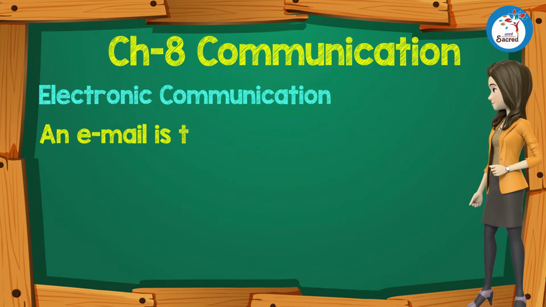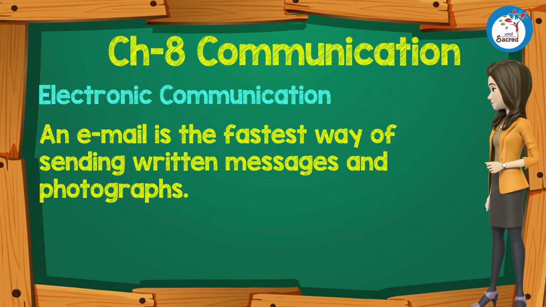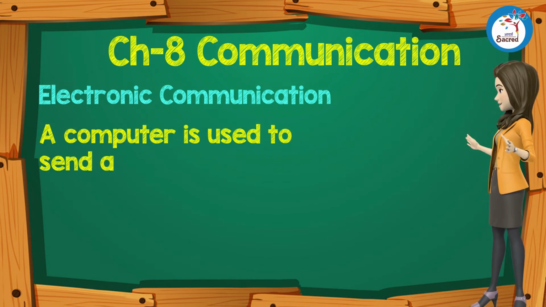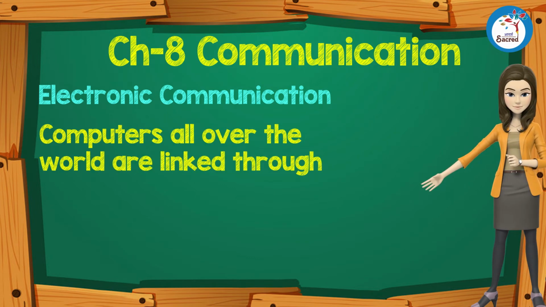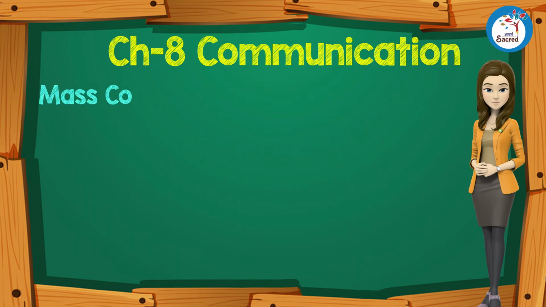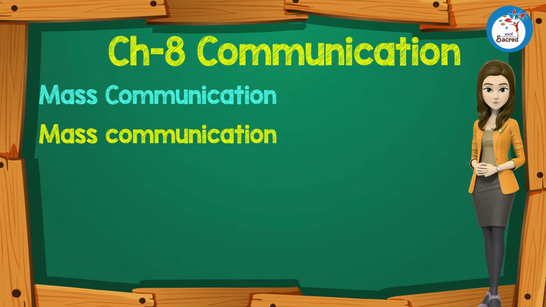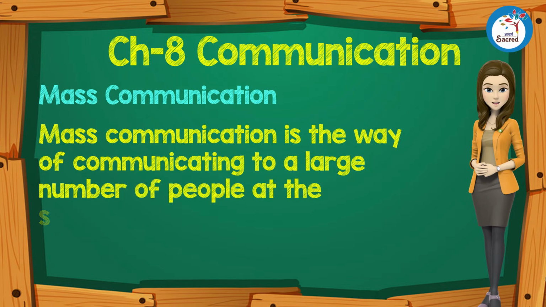An email is the fastest way of sending written messages and photographs. A computer is used to send an email. Computers all over the world are linked through the internet. Email, internet. Mass communication. Mass communication is the way of communicating to a large number of people at the same time.